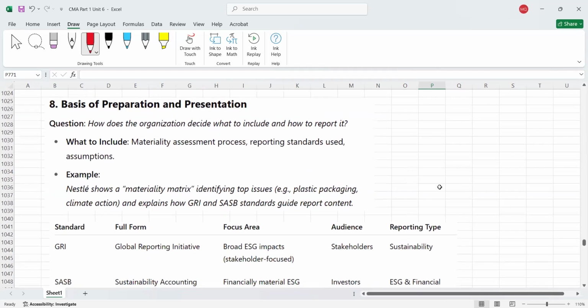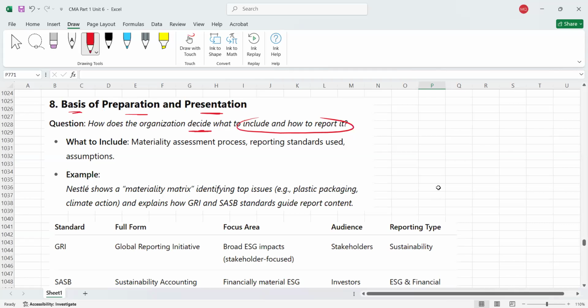Section 8 is about basis of preparation and presentation. Here you have to decide, actually, the question is, how does the organization decide what to include and how to report it? Because when you prepare an integrated report, you need to answer this question. Definitely you need to include all the material information, meaning the important information.